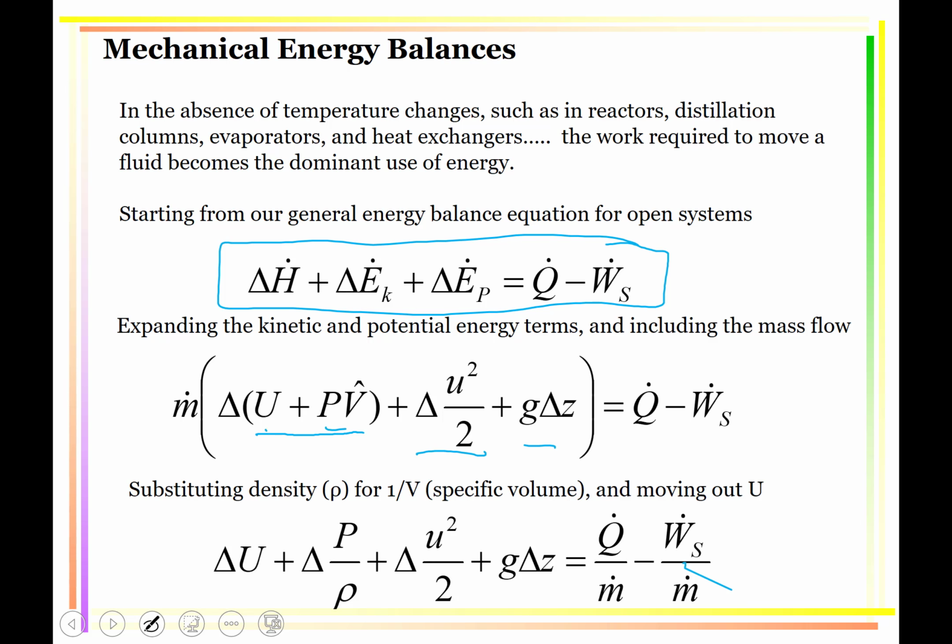Now if we substitute the density in for 1 over V, we're trying to get rid of this. We're going to convert that to density. So we will put rho over V, and we keep this the same and this the same. And now we're just going to divide through everything by m dot. So we have the m dot and the m dot here.